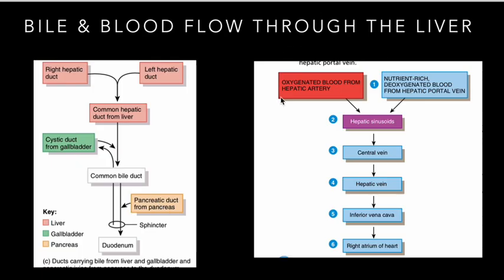Again, here is our blood flow through the liver. We're going to have oxygenated blood from the hepatic artery and that nutrient-rich deoxygenated blood from the hepatic portal vein, all flowing into our hepatic sinusoids to get filtered and then flow into a central vein. That now filtered blood will flow into that central vein, get sent to the hepatic vein. The hepatic vein joins our inferior vena cava, and then our inferior vena cava dumps right into our right atrium of the heart, so our blood can get oxygenated and circulated again.